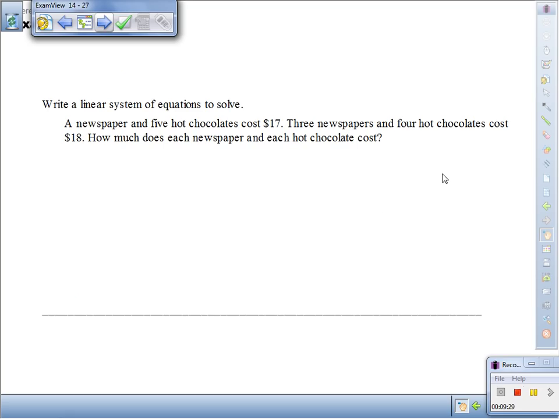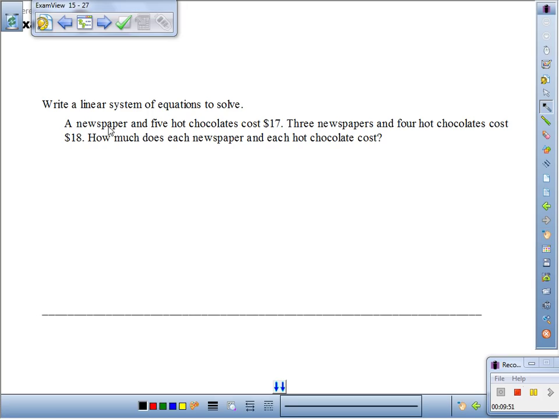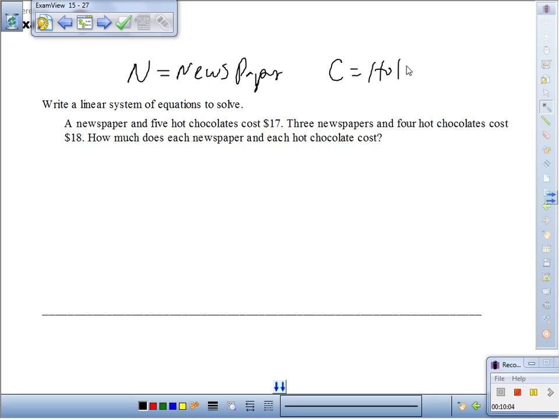It says, write a linear system of equations to solve. A newspaper and 5 hot chocolates cost 17. 3 newspapers and 4 hot chocolates cost 18. How much does each newspaper and each hot chocolate cost? So let's see. I'm going to label the newspaper N. And I'm going to label the letter C for hot chocolate.